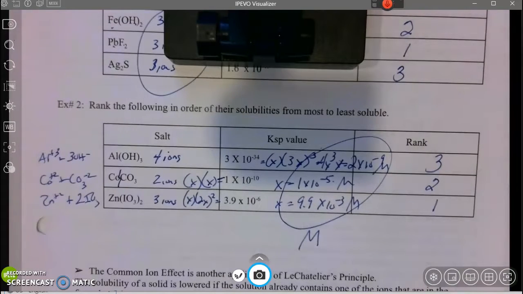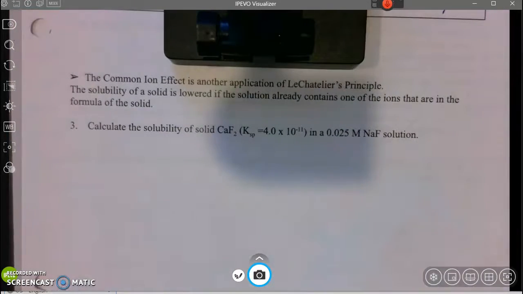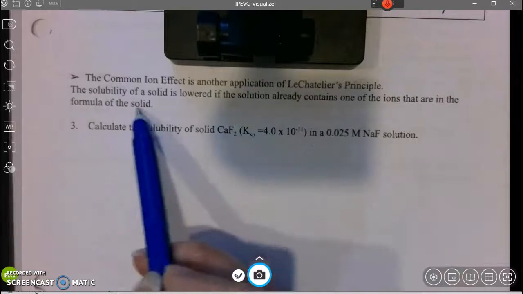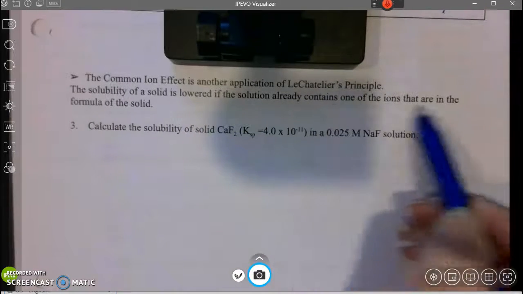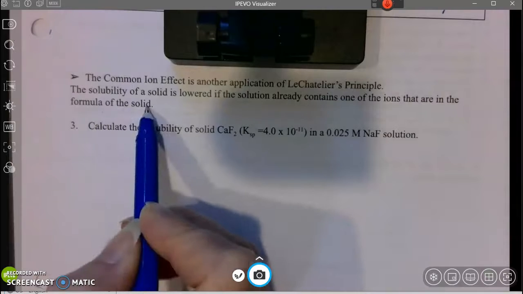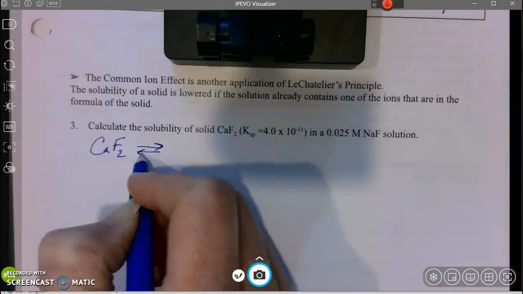Okay. All right, next up is an application of Le Chatelier's principle. So this is called the common ion effect. So the solubility of a solid is lowered if the solution already contains one of the ions that are in the formula of the solid. So it's really shifting that equilibrium around.